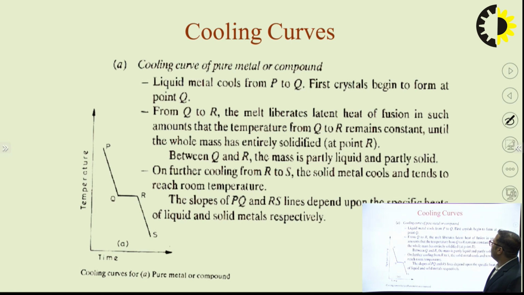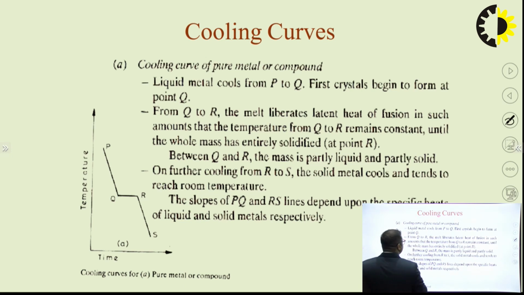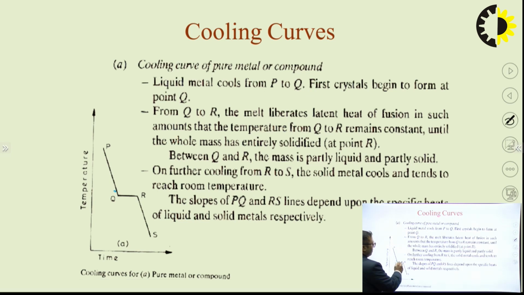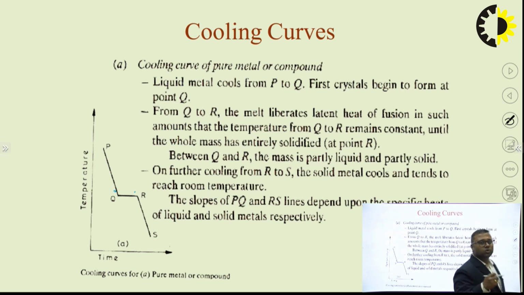So the cooling curves of pure metals or compounds can be seen here. The liquid metal cools from P to Q. The first crystal begins to form at point Q, and from point Q to R, the solidification liberates the latent heat of fusion in such an amount that the temperature from Q to R remains constant until the whole mass is entirely solidified at point R. Between Q and R, the mass is partially liquid and partially solid. On further cooling from R to S, the solid metal cools and tends to reach room temperature. The slopes of PQ and RS depend upon the specific heat of the liquid and the solid metal.